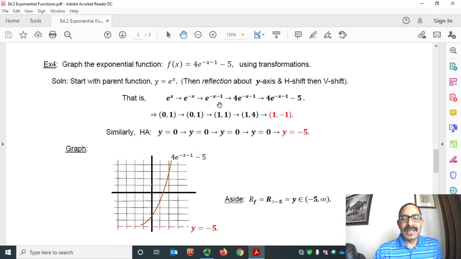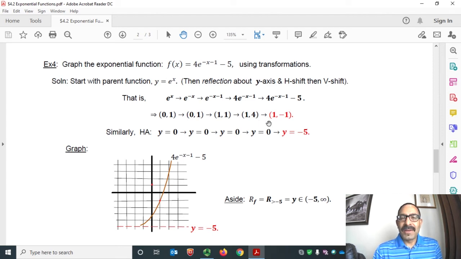And in the next transformation, we are shifting the graph 1 unit to the right. So the x coordinate changes from 0 to 1, and the y coordinate stays as it is. And in the next transformation, we multiply the y value by 4. That means we are multiplying the y coordinate by 4, keeping the x coordinate as it is. I hope this makes sense to you all.